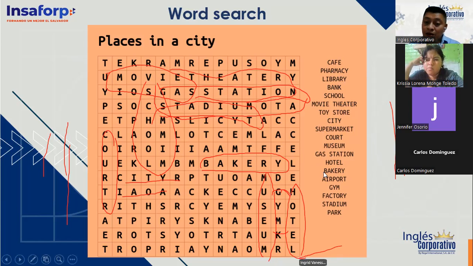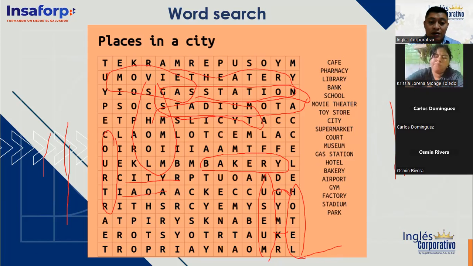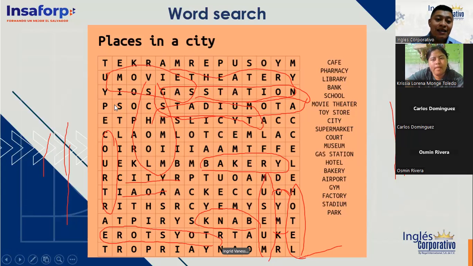Park is in the first line, vertical. Can you please repeat, please? The park is in the third line, in vertical. Okay, let's see. Third one. 1, 2, 3. Park. Vertical. Park. The third one in vertical. There, going down. Okay, excellent. We have park. Okay, excellent job.